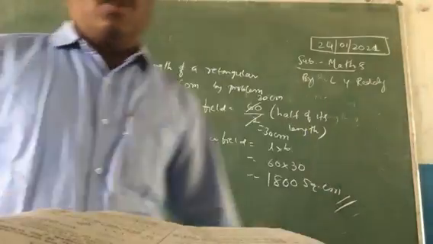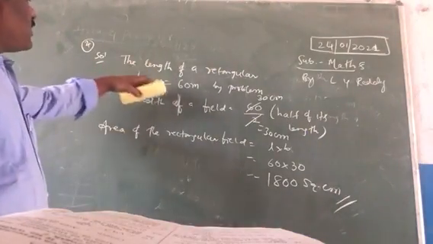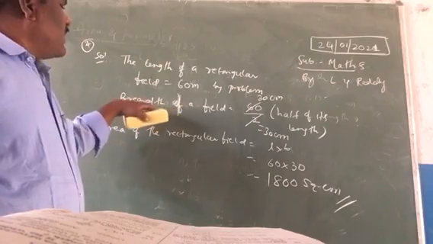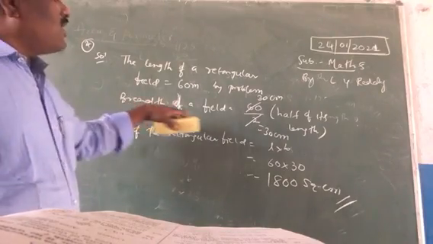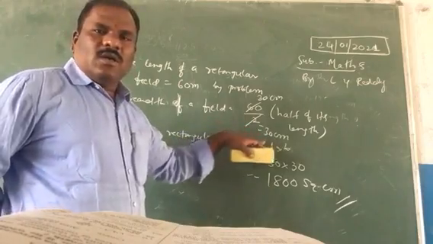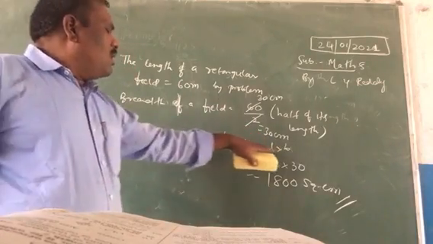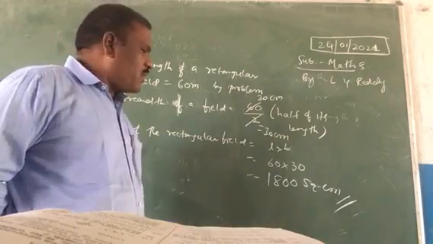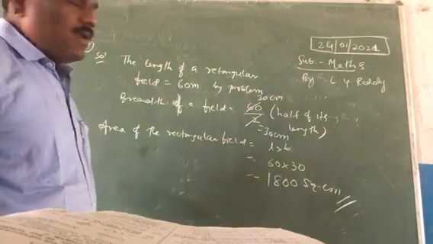Okay. Understood, children? Very clear? As per the problem, length is given. As per the problem, the breadth of the rectangular field equals half of the length, 60 by 2 equals 30. Then area equals L into B. Then you substitute the L and B values in the equation, and you get the answer. Okay.